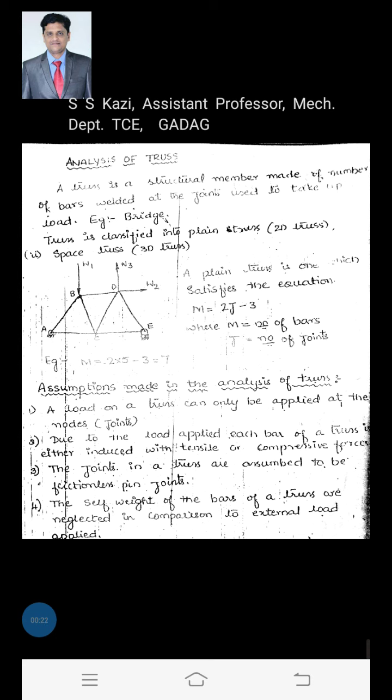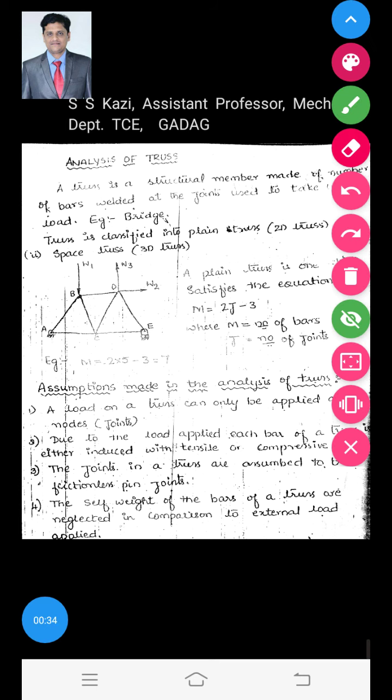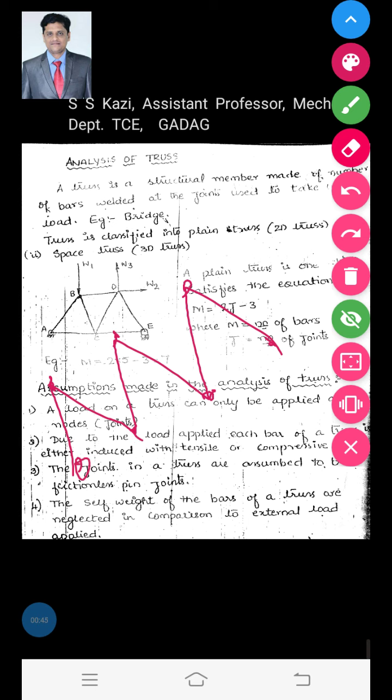Now, what do you mean by a truss? What is the definition of a truss? A truss is a structural member which is a combination of two or more bars which is used to take up the load. For example, bridges and towers, which you have already seen. If you take the example of bridges, you have seen that bridges are a combination of two or more bars, and these bars are interconnected by means of joints like this. And these bridges will take up the load. These are load carrying structures.